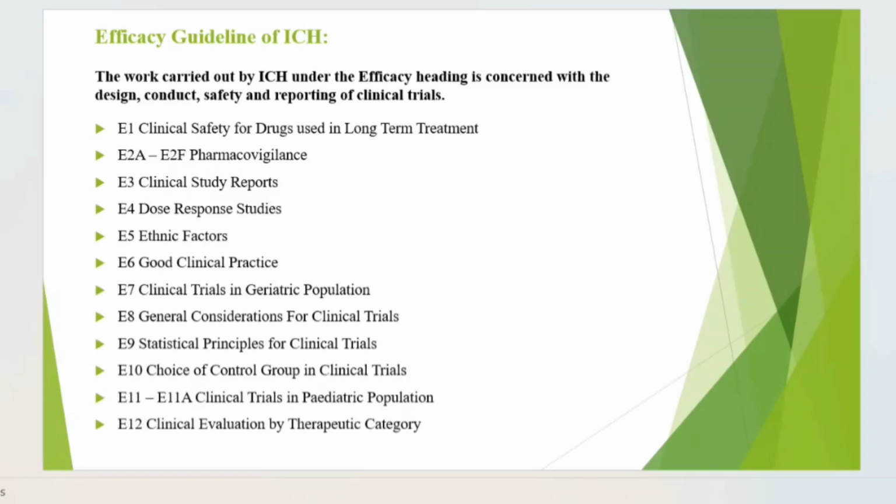So here also, as a regulatory person, we do not need to perform any review or any activity. We just need to attach the report which is received from the medical team, and we need to submit it in the dossier. And if any queries arise by the authority, then we need to ask for the justification from the expert team. So in this way, this section is prepared. The work carried out by the ICH under the efficacy heading is concerned with the design, conduct, safety, and reporting of clinical trials. So these are the efficacy guidelines.